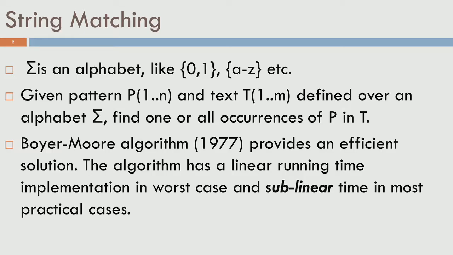The string matching question is the following. You are given a pattern of n letters, which we refer to as the pattern P, and the characters in that pattern are indexed using indices from the range 1 to n. And we are given a target text T, which has m characters in it, and both P and T are over the same alphabet. Now the question is to design an algorithm to find whether P occurs in T, that is one question. The other question is to find all occurrences of P in T.